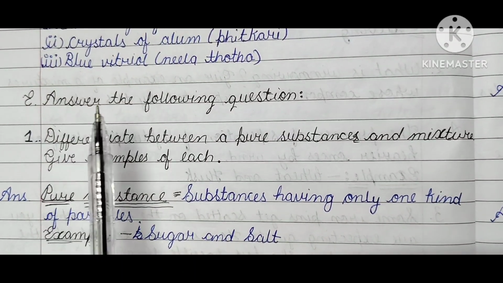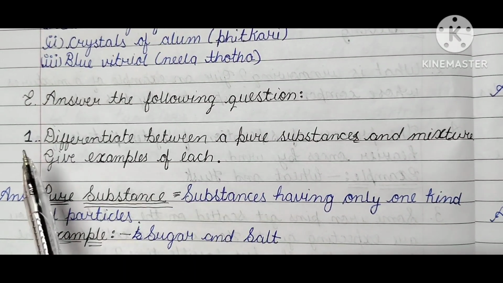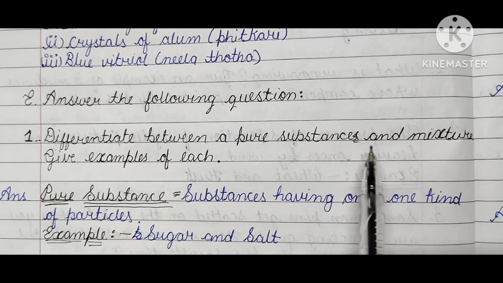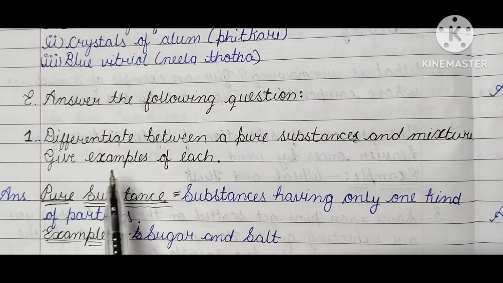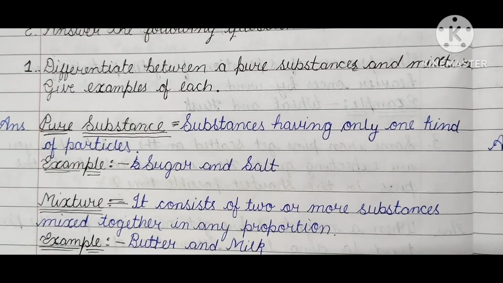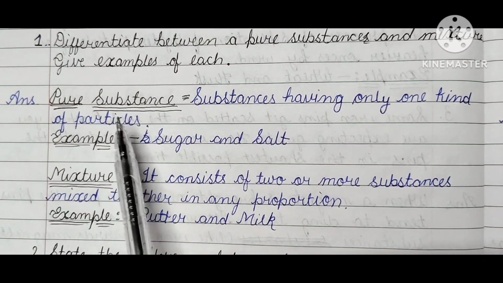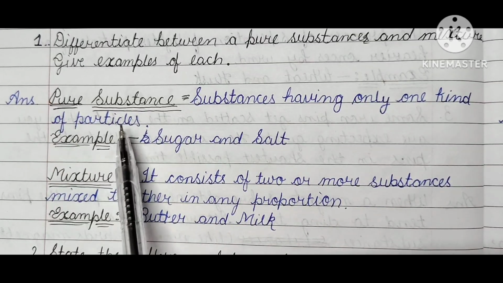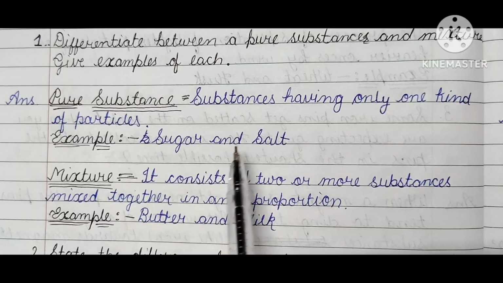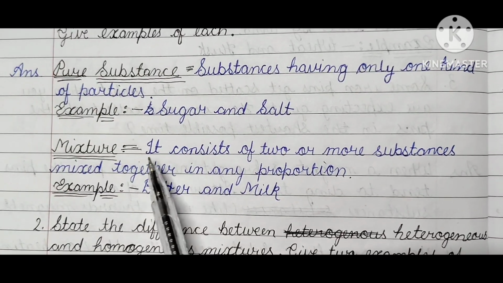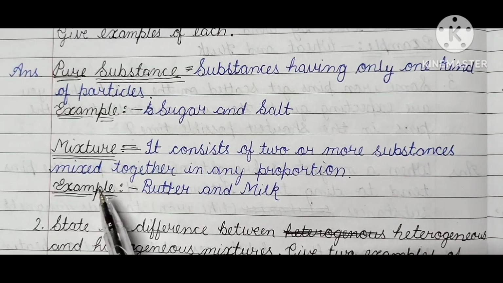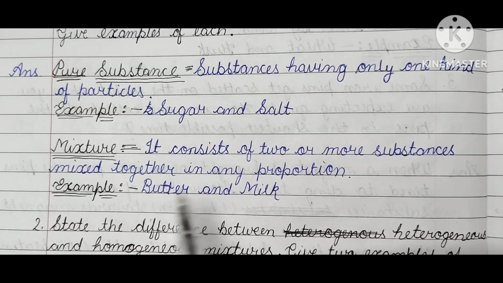E. Answer the following question. First, differentiate between a pure substance and mixture. Give example of each. Answer. Pure substance. Substances having only one kind of particle. Example, sugar and salt. Mixture. It consists of two or more substances mixed together in any proportion. Example, butter and milk.